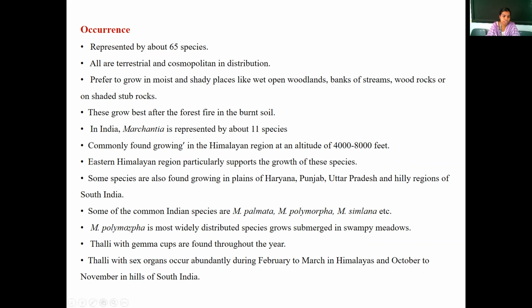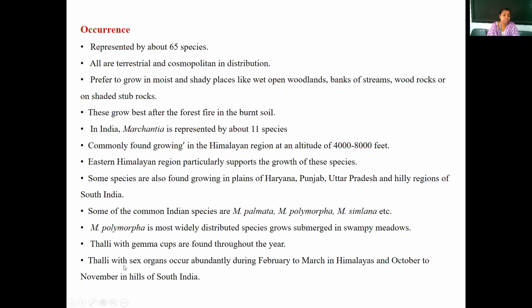Among these species, Marchantia polymorpha is widely distributed and is found in swampy meadows. Thalli with gemma cups are found throughout the year. Gemma cups are nothing but vegetative propagules. So with the vegetative propagules, thalli can be found throughout the year.